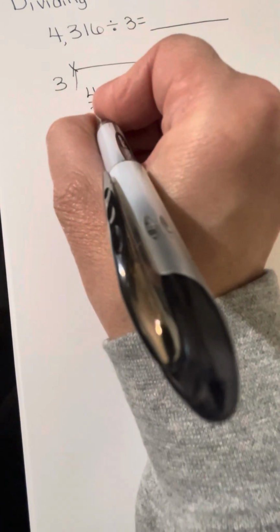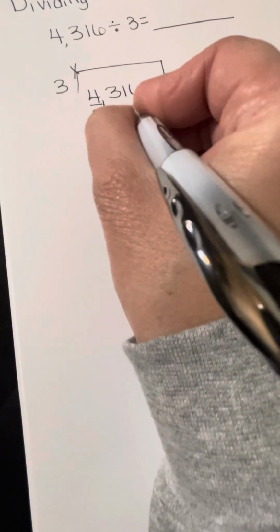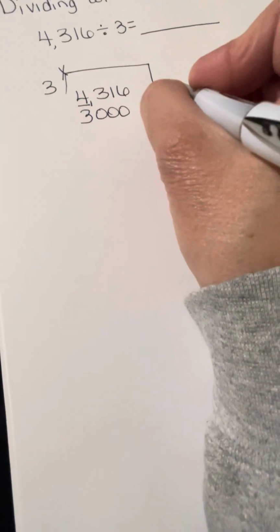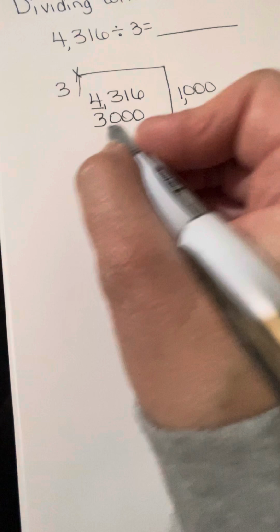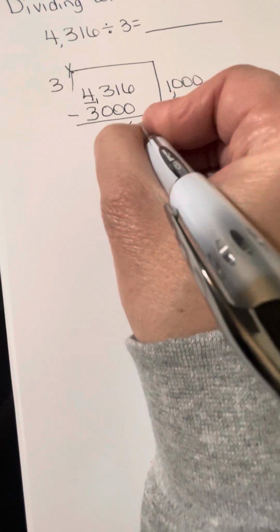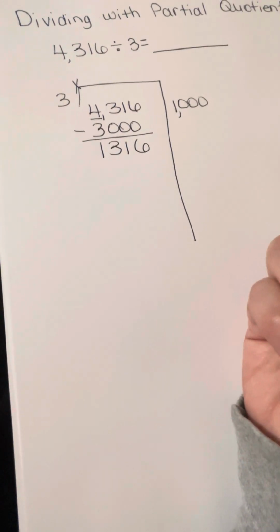Well, we know that 3 times 1 equals 3. But this 3 is not in the ones place. It is in the thousands place. So that means we need to multiply this 3 times 1,000, and then we need to multiply this 1 by 1,000. Because 3 times 1,000 equals 3,000. And then you would subtract just like you would if you're doing long division. And then you continue the process.